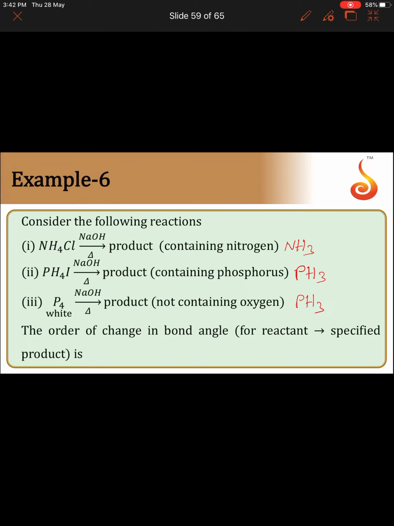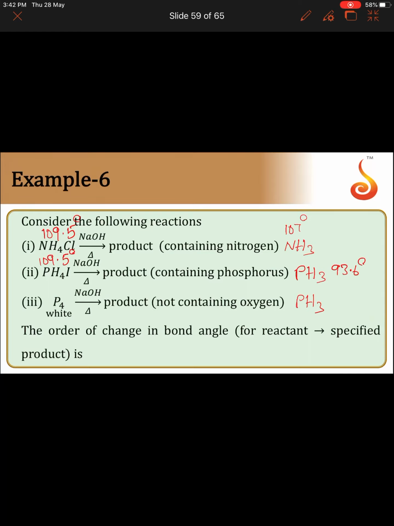Okay, so now we'll see the bond angles of the reactants and products. NH4Cl is tetrahedral. Its bond angle is 109.5 degrees, and NH3 bond angle is 107 degrees. And PH4I bond angle is also 109.5 degrees. PH3 bond angle is 93.6 degrees.